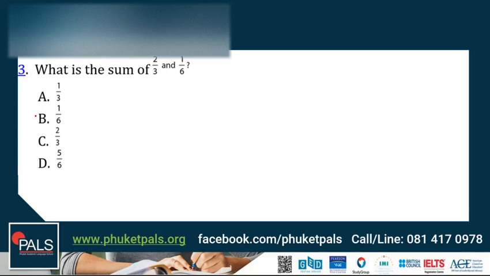Number 3. What is the sum of 2/3 and 1/6? Sum means addition, so we need to add 2/3 and 1/6. To add 2/3 and 1/6, we need to make sure that the denominators are the same. So let's find the common denominator. The common denominator between 3 and 6 is 6.